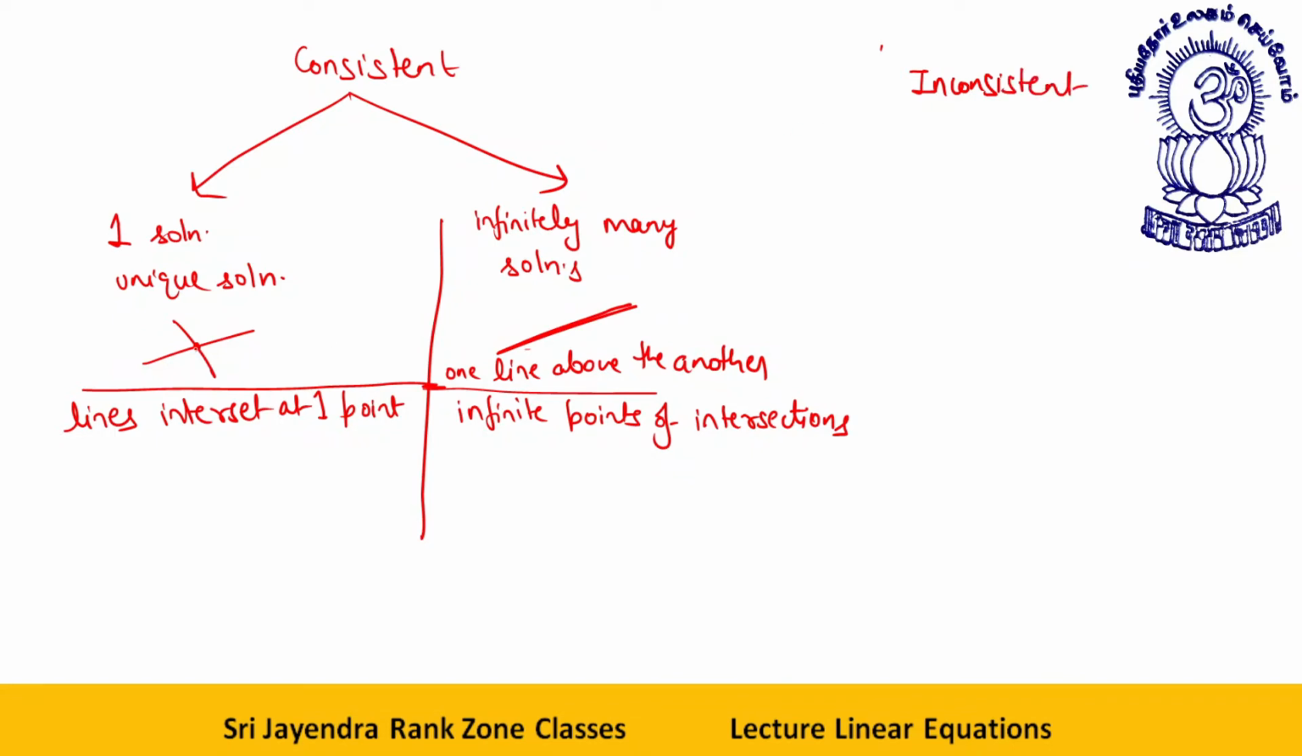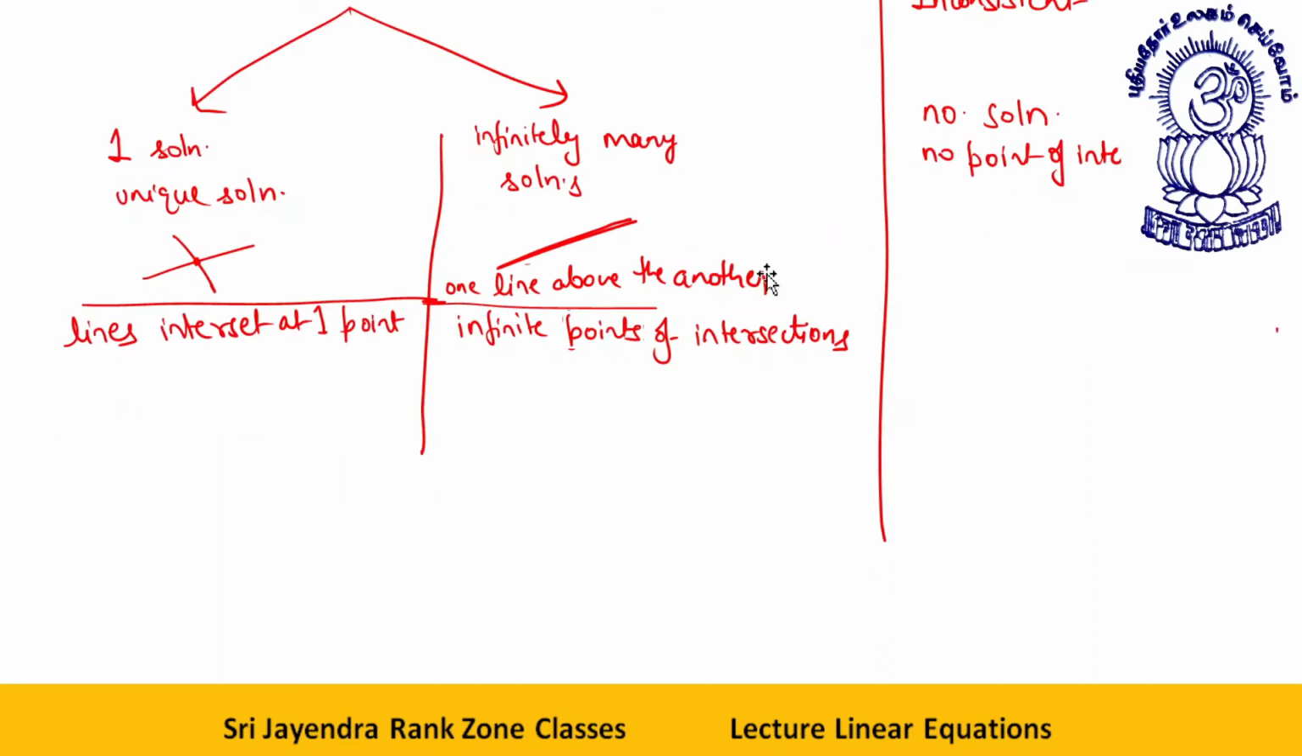Inconsistent. So this is one case, this is the other case, infinite solutions. Inconsistent means no solution. No solution means no point of intersection. No point of intersection.